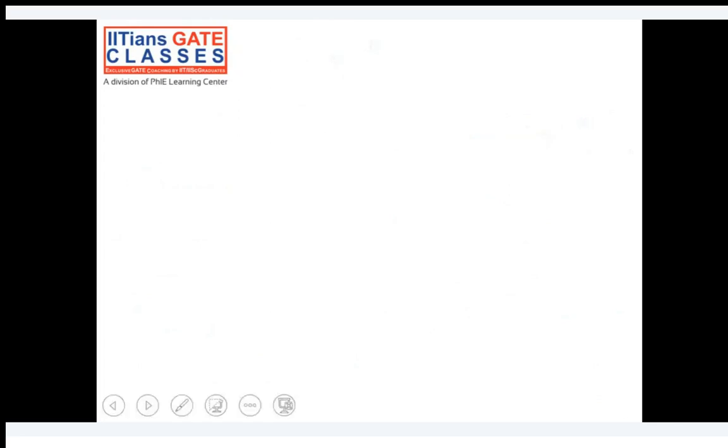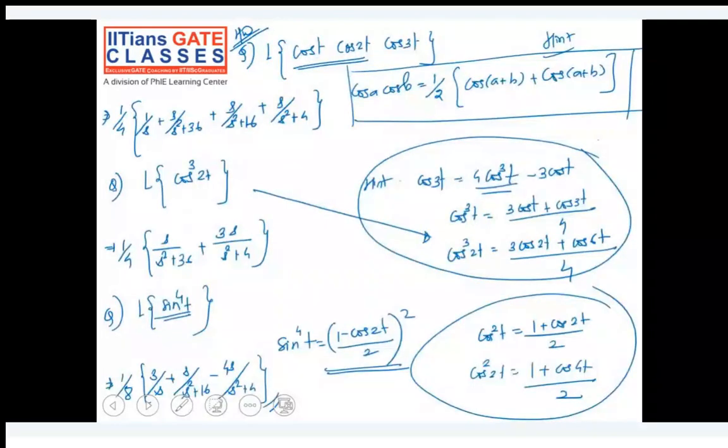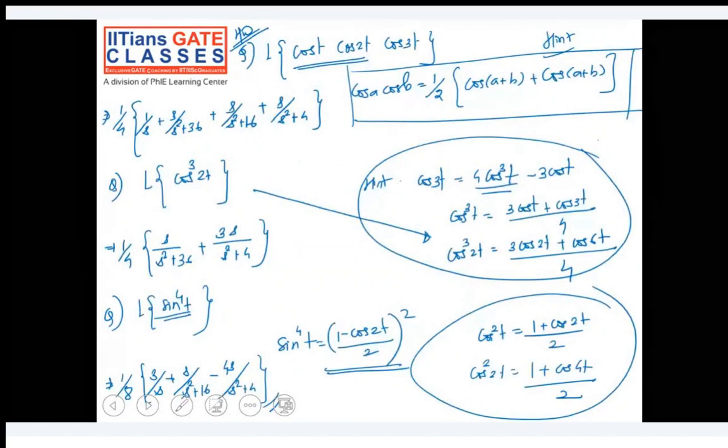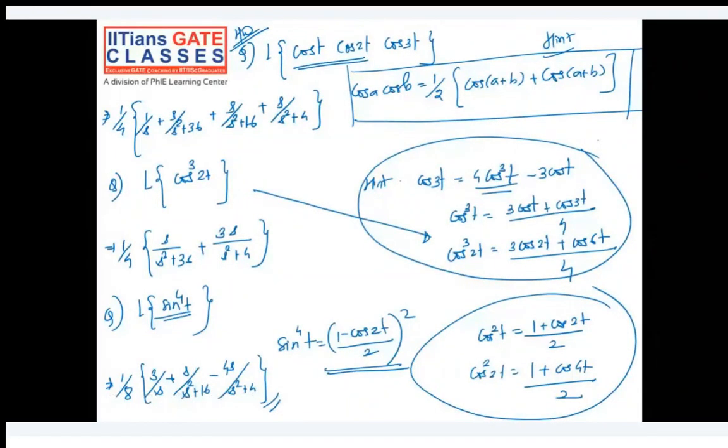Yeah, we can write it. Ultimately, it will come same. You don't have to worry. You can use this formula cos 3t into cos 3t. You will get that, or rather than doing that, you can directly use this.